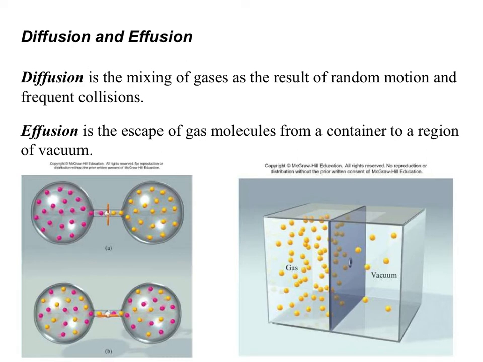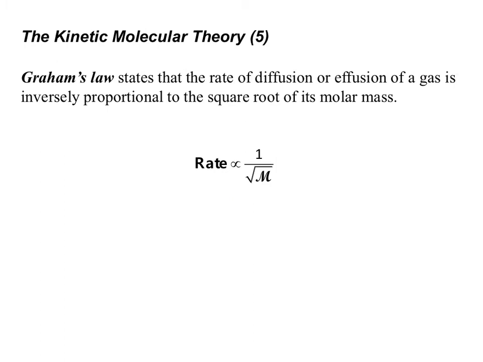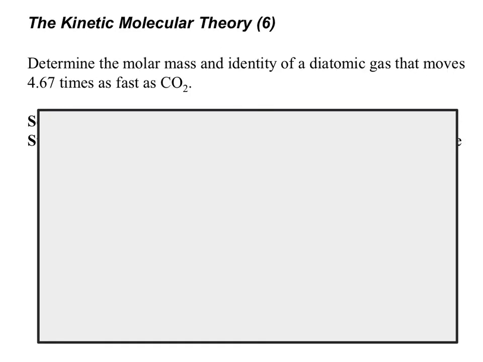Diffusion and effusion. Diffusion is the mixing of gases as the result of random motion and frequent collisions. Effusion is the escape of gas molecules from a container to a region of vacuum. Graham's law states that the rate of diffusion or effusion of a gas is inversely proportional to the square root of its molar mass. This makes sense as we know that the speed of a molecule is inversely proportional to its mass.